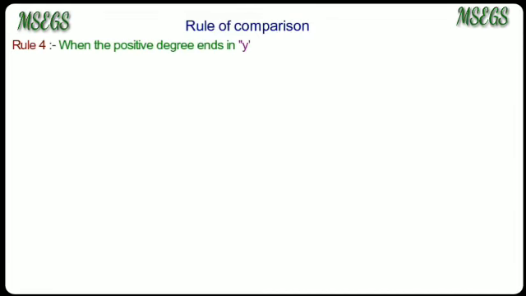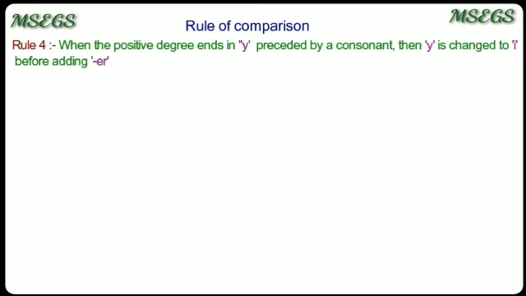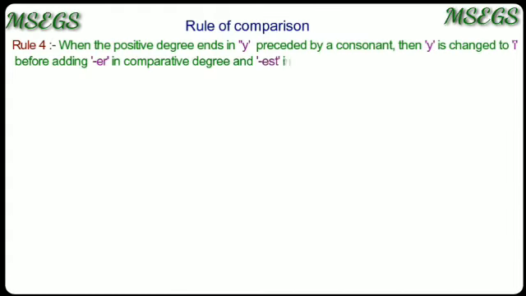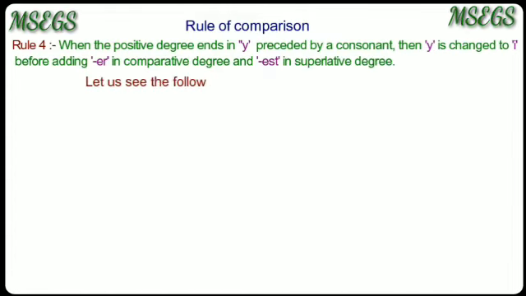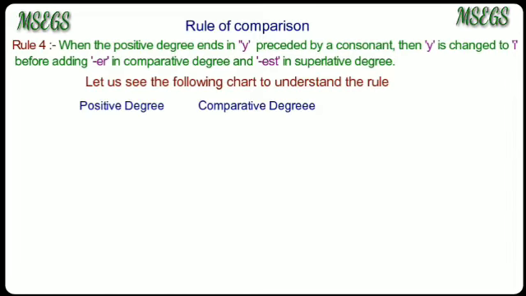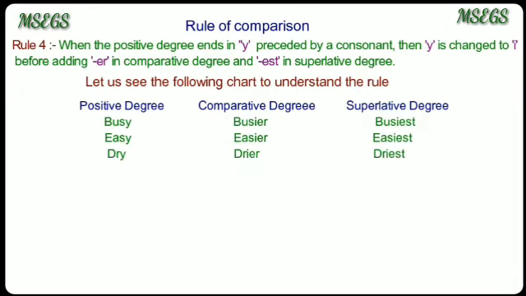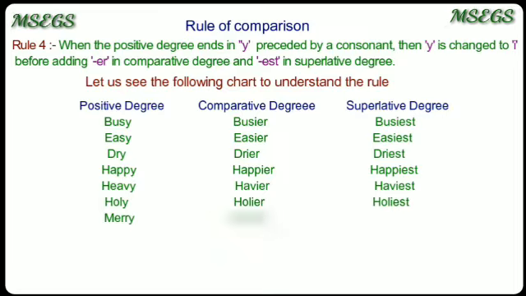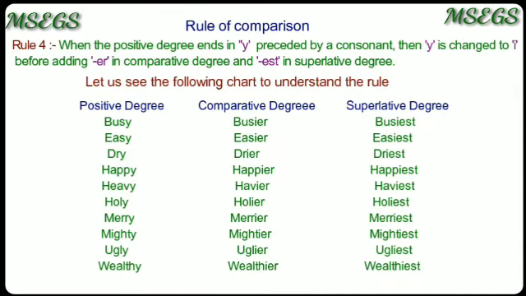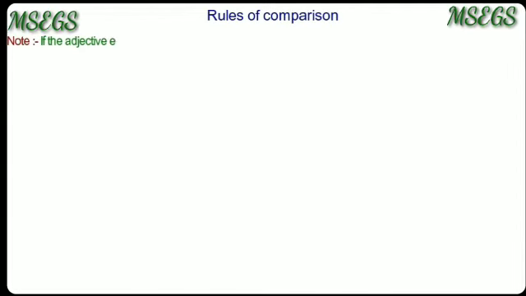Now rule number 4, when the positive degree ends with y preceded by a consonant, then y is changed to i before adding er in comparative degree and est in superlative degree. Let us see the following chart to understand the rule. Busy becomes busier in comparative degree and busiest in superlative degree. Likewise, easy, easier, easiest, dry, drier, driest, happy, happier, happiest, heavy, heavier, heaviest.